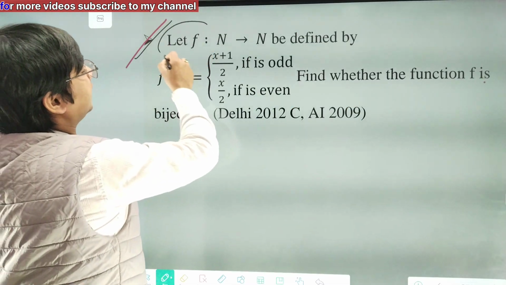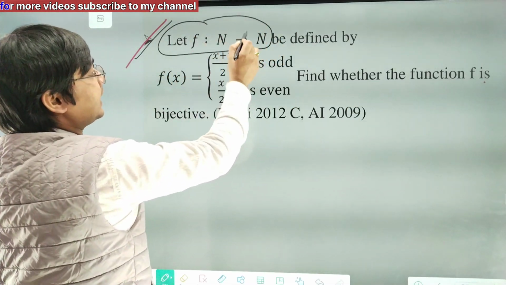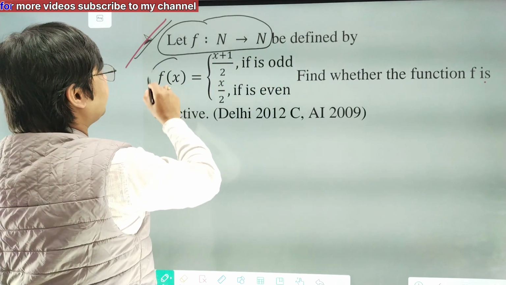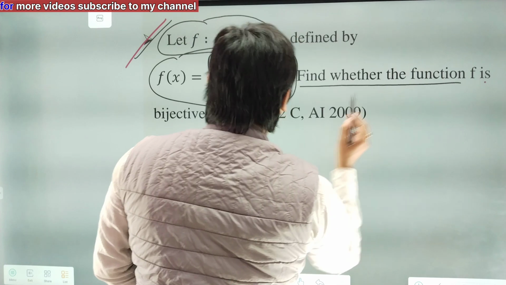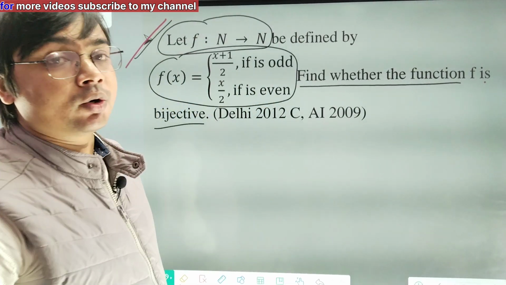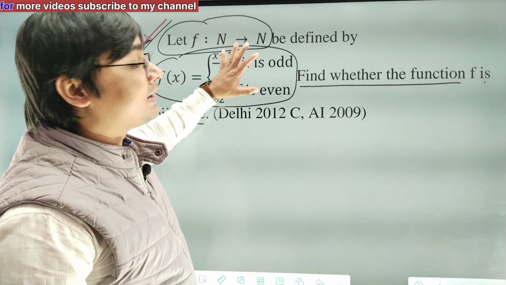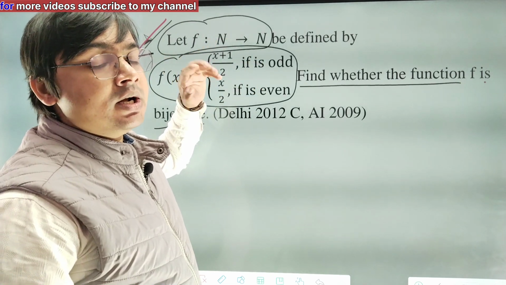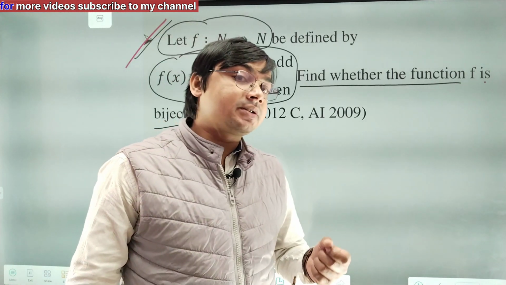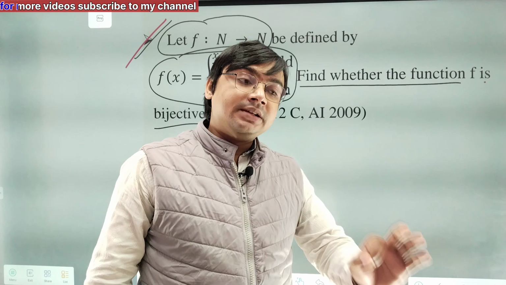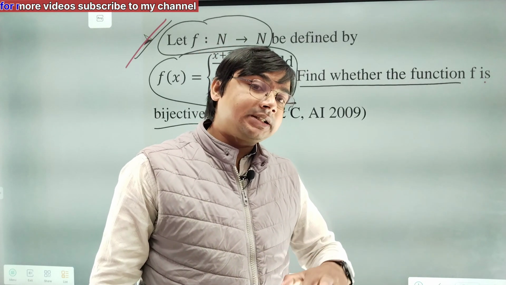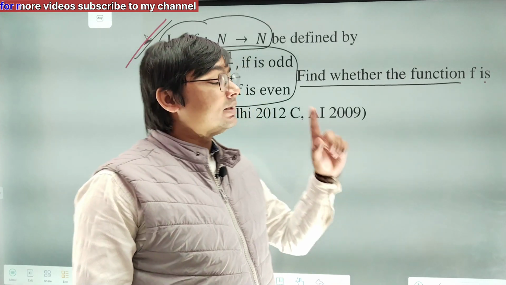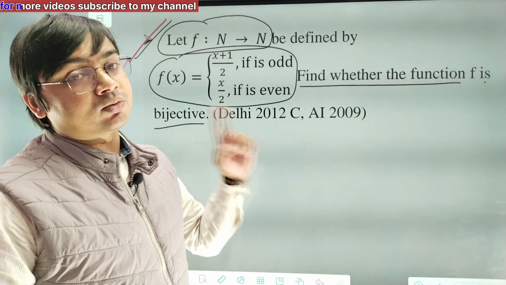You see, f is a function from N to N, and it is defined this way, and find whether this function f is bijective or not. That means we have to check whether this function is bijective or not. Bijective means, guys, when a function is onto as well as one-one, then we call the function bijective. That means we need to check whether this function is onto as well as one-one or not.